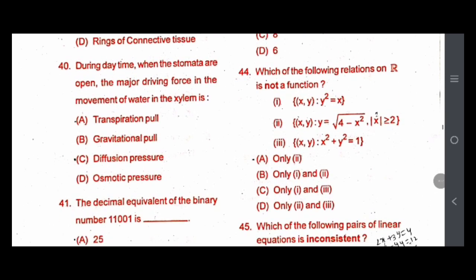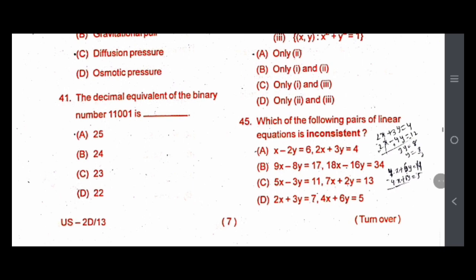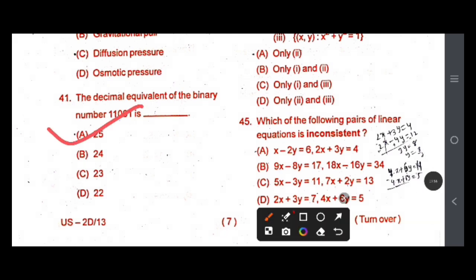During daytime, when the stomata are open, the major driving force in the movement of water in the xylem is option A, transpiration pull. The decimal equivalent of binary number 11001 is 25.